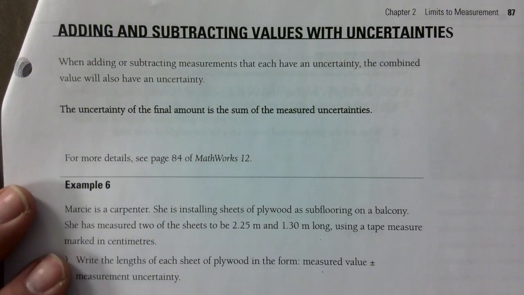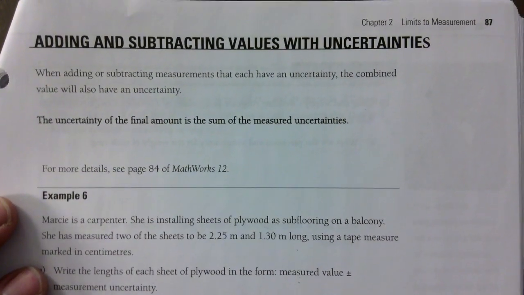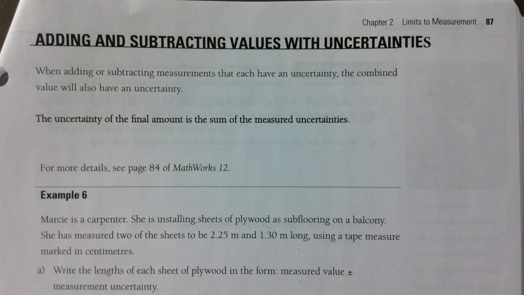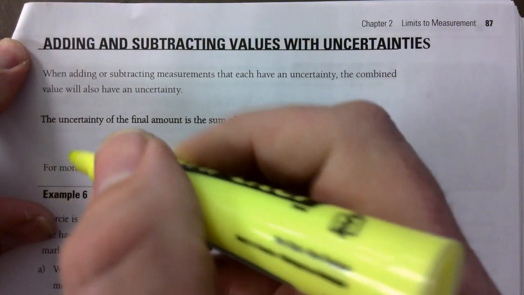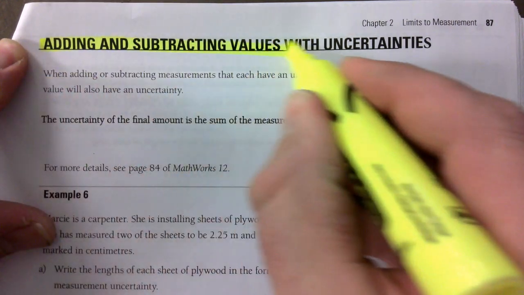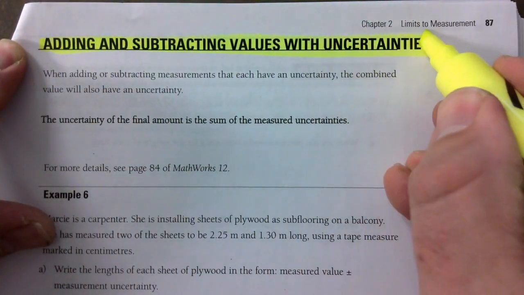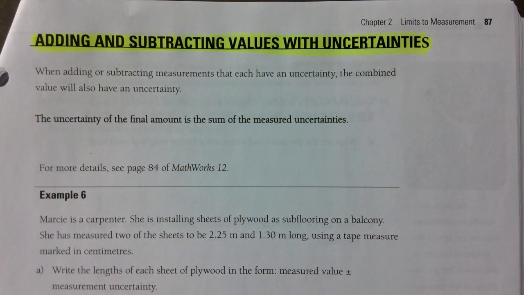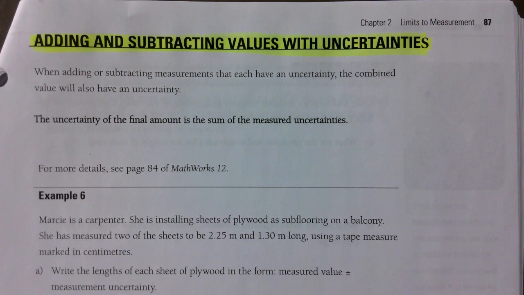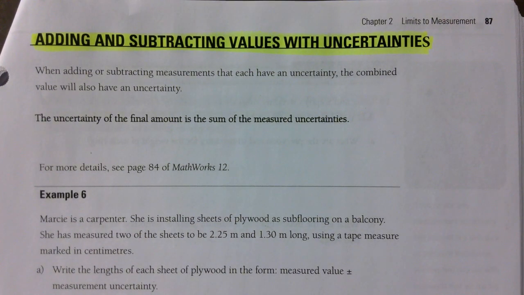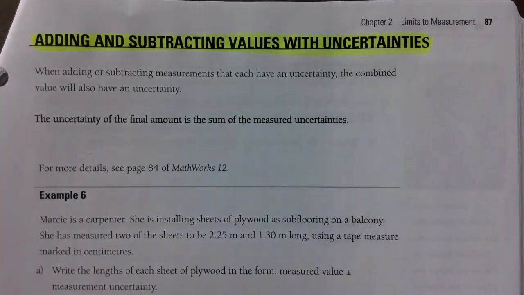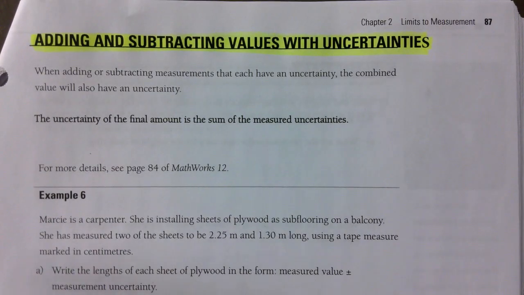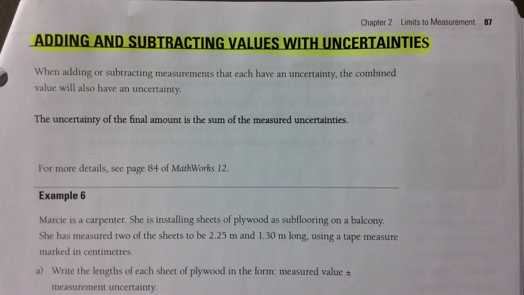87. So what you want to highlight here is adding and subtracting values with uncertainties. I really want you to have that highlighted and make sure you follow, because it's a new concept, right? So highlighter if you have one.